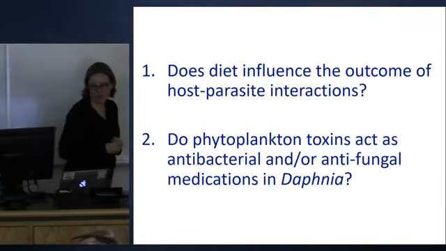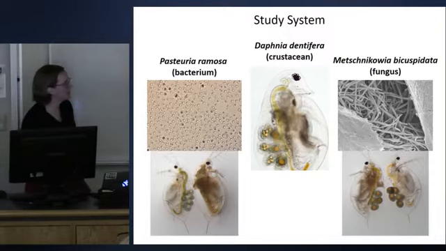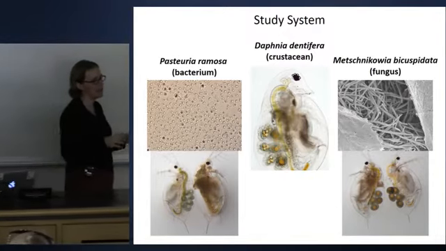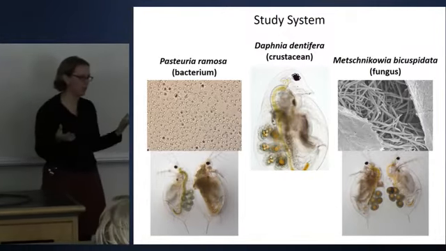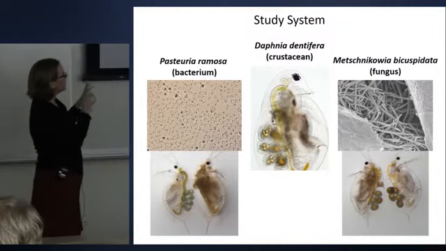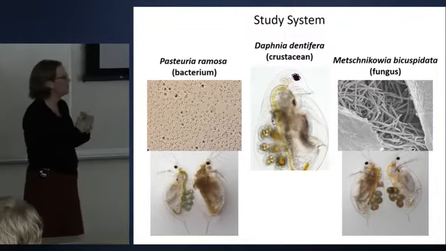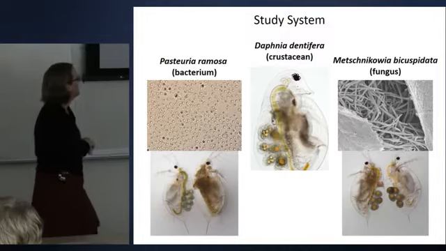Okay, and so then coming back to the study system, the host is Daphnia dentifera. It's a very common species in stratified lakes in the Midwest. It's usually one of the dominant, if not the dominant, species in those lakes. And then there are two parasites that we've worked on a lot that are pretty common in our system. So they're ecologically important, and they're also ones that we can work with in the lab.